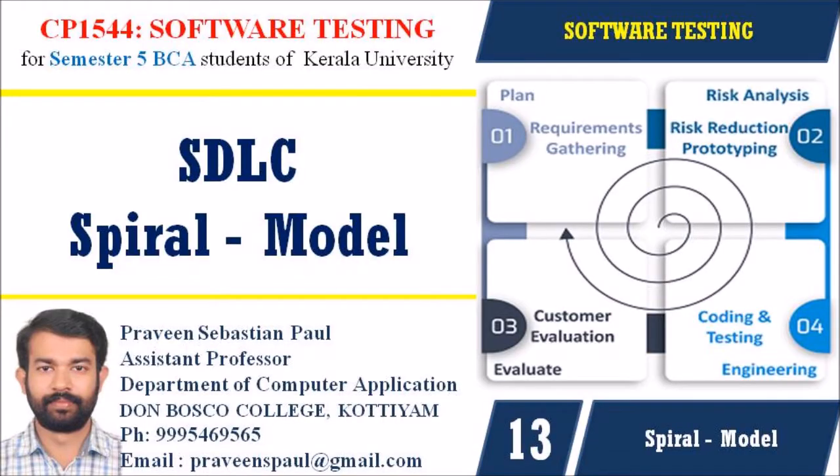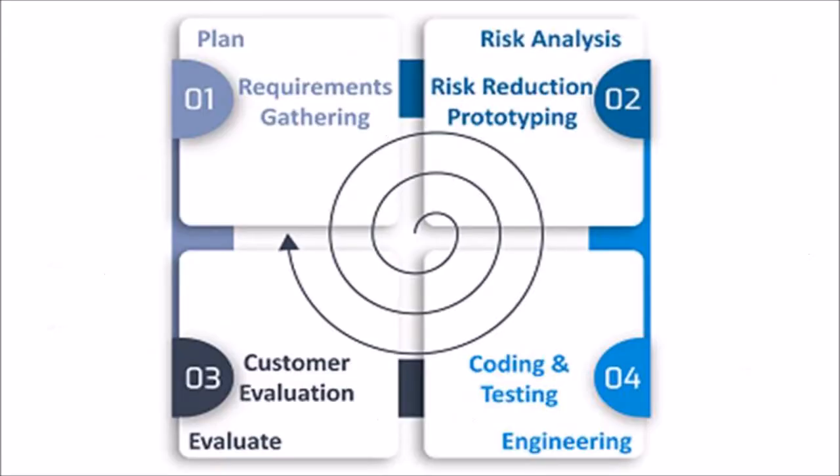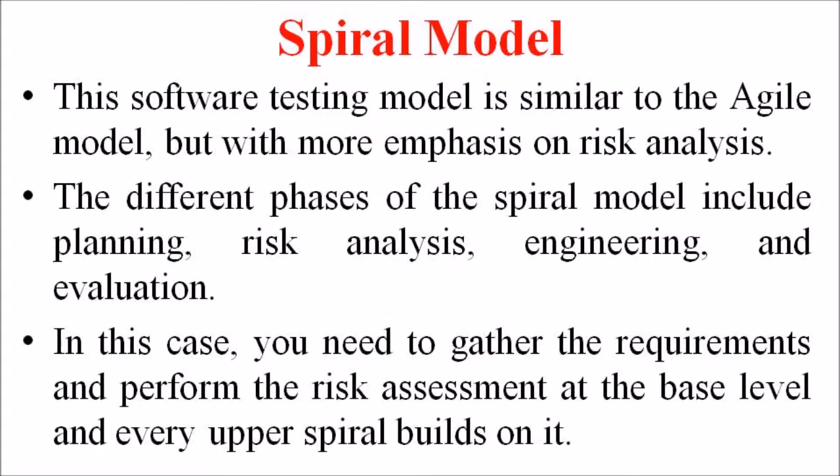In this lecture, we are discussing the fourth model of STLC, that is spiral model. This software testing model is similar to the Agile model, but with one more emphasis on risk analysis. The different phases of the spiral model include planning, risk analysis, engineering, and evaluation. In the spiral model, we need to gather the requirement and perform the risk assessment at basic level, and every upper spiral builds on it.